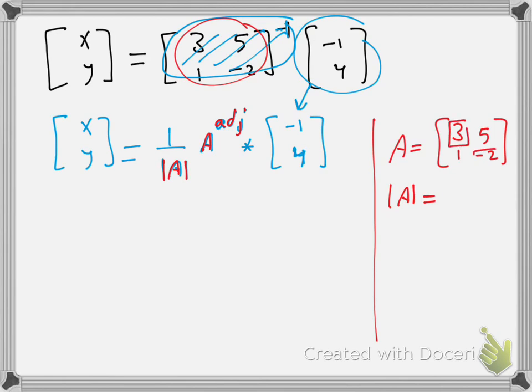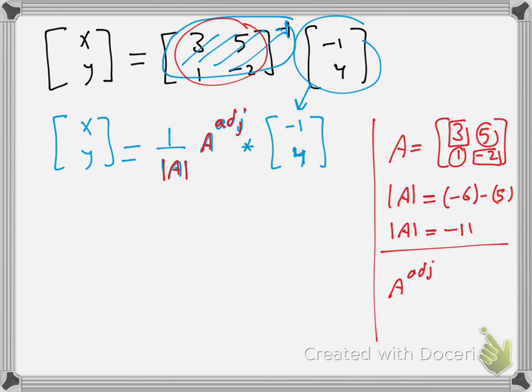How? I will multiply 3 by negative 2, which is negative 6, minus, multiply now 5 with 1, which is just 5. Then the determinant here equals what? Negative 6 minus 5, which is negative 11. After that, I will compute the A adjoint.